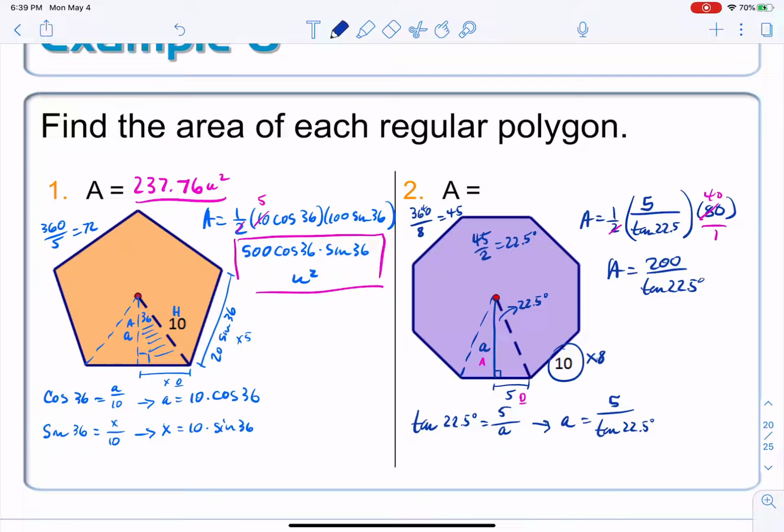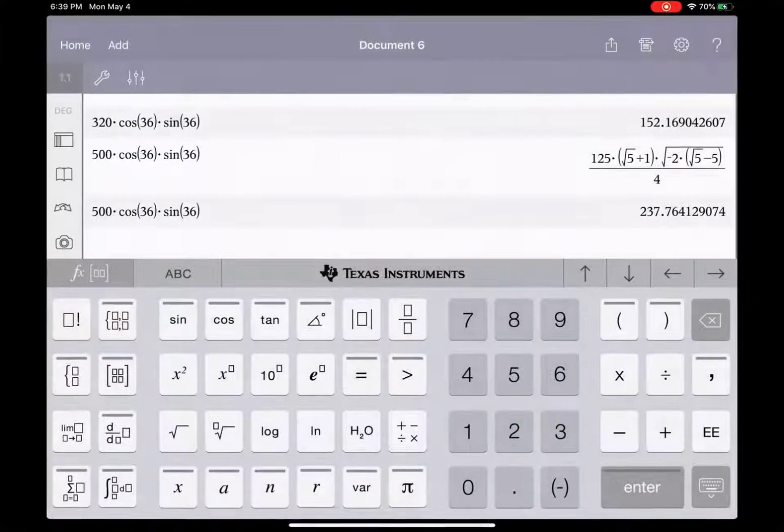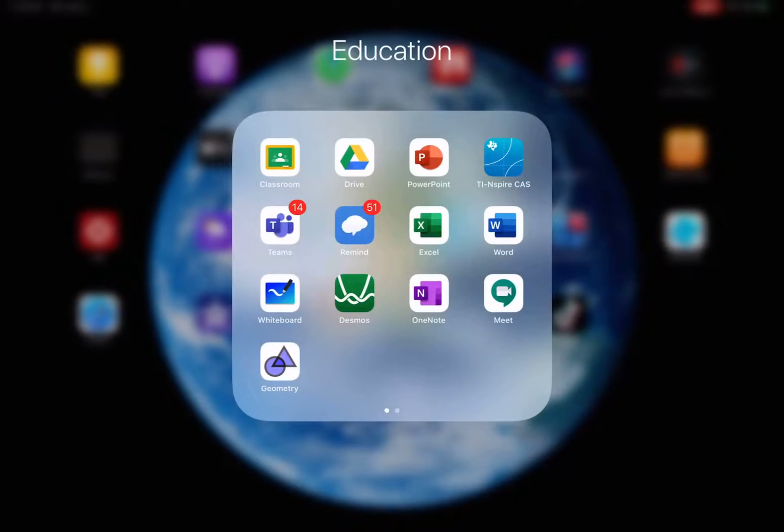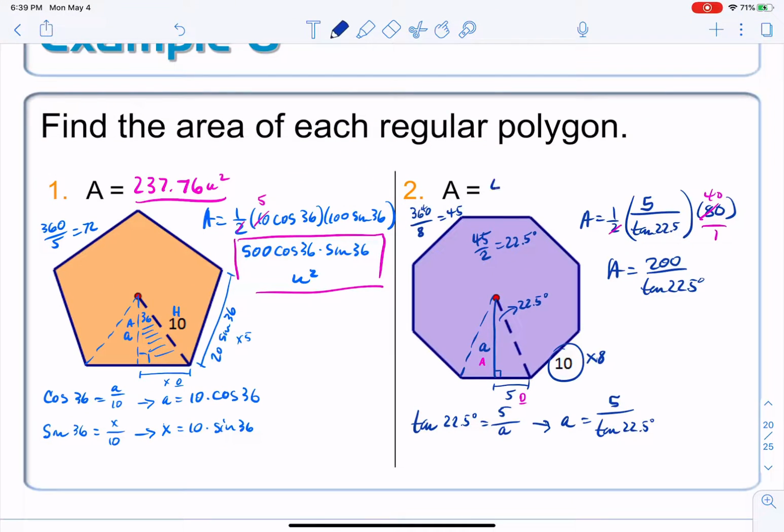Again, that would be okay if we are not asked for an approximation, but maybe it'll make you feel better if we put it into the calculator. 200 divided by the tangent of 22.5 degrees is 482.84 units squared. And there you have it.